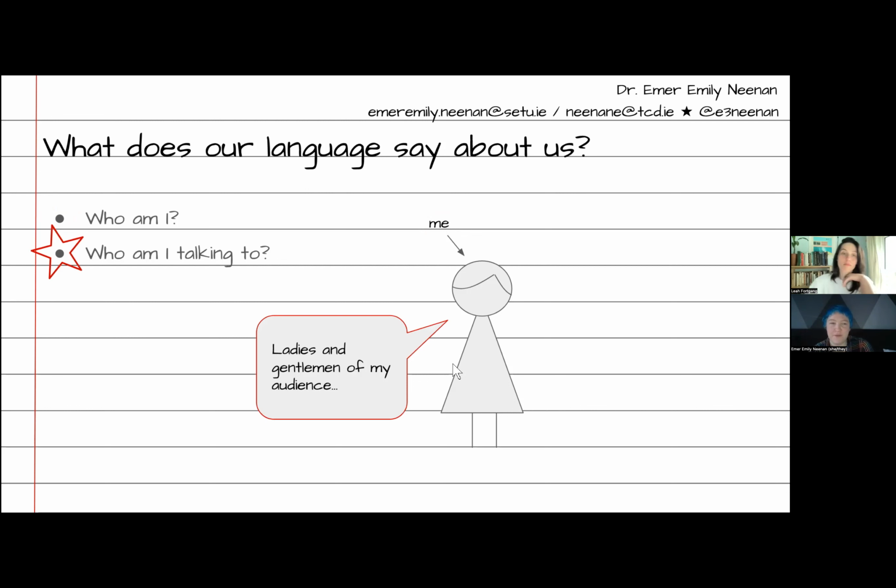The other way that we change the way we talk, or that we have different ways of communicating, is depending on who we're talking to. And that's completely natural. Sometimes we have this idea that if you change the way you speak to talk to a certain type of person, you're being disingenuous or deceitful in some way.